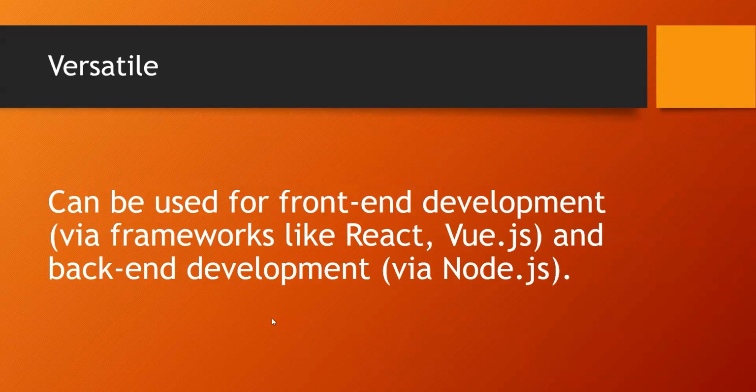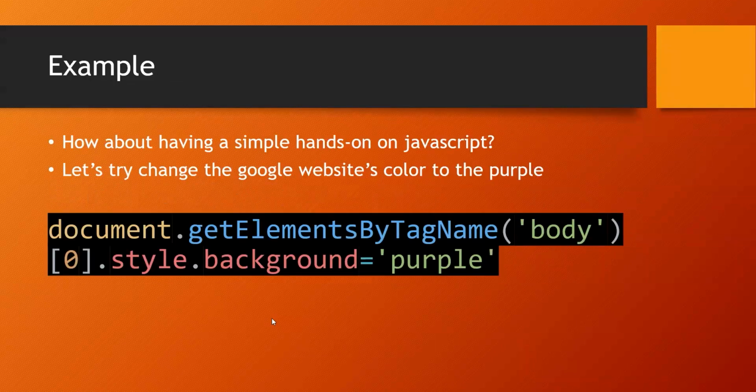Let's start with an example so that you can have complete hands-on experience with JavaScript and understand how it works. Let's try to change Google's website color to purple. Here I'm providing the code. Currently you don't have to understand what is going on because we will cover this in future courses. For now, just copy and paste it. I have already copy-pasted this.